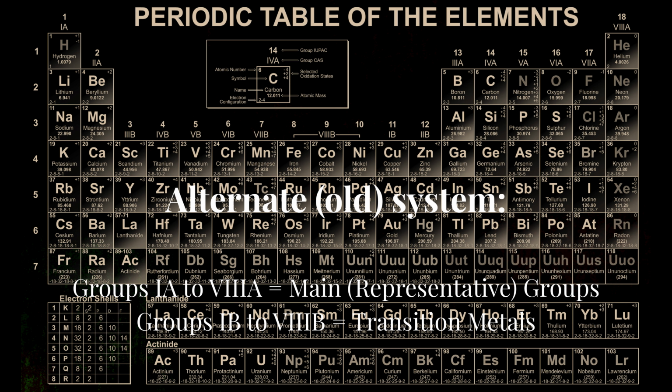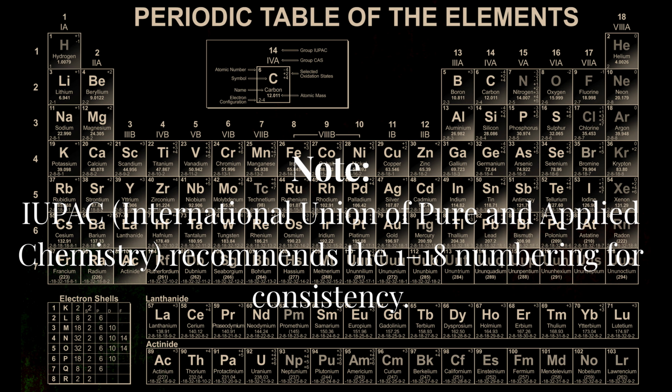In the alternate old system, Groups 1A to 8A were the main representative groups, and Groups 1B to 8B were the transition metals. Note that IUPAC recommends the 1 to 18 numbering for consistency.